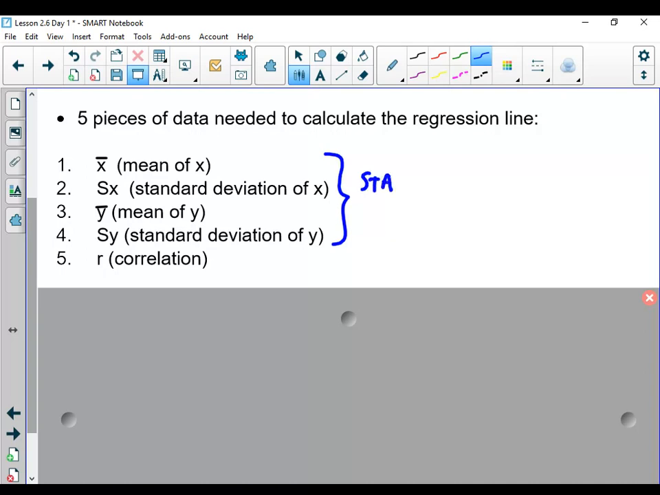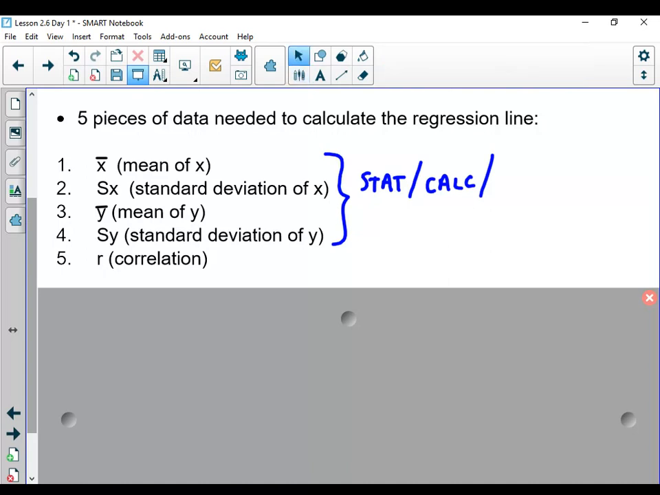By going to the Stat button, choosing Calculate, and then the third option is something we haven't done yet before. Now, I'm not going to make you enter in these values into your calculator. I've already got them in mine.